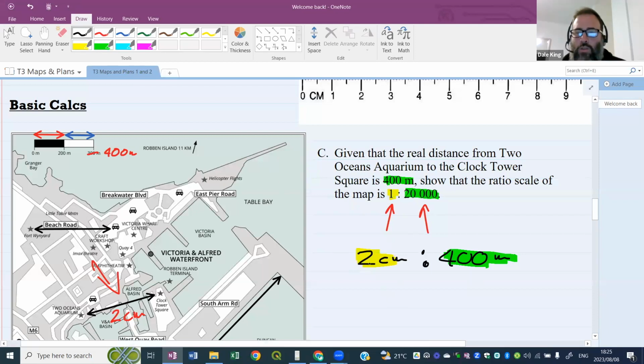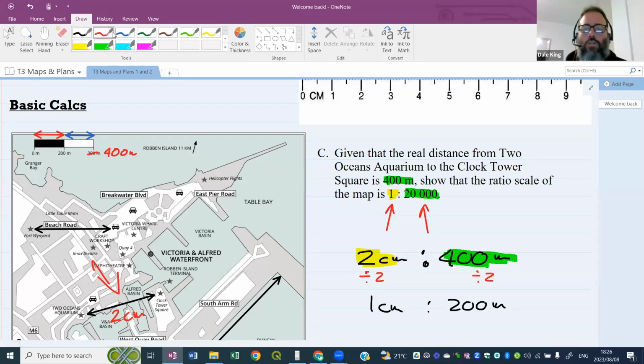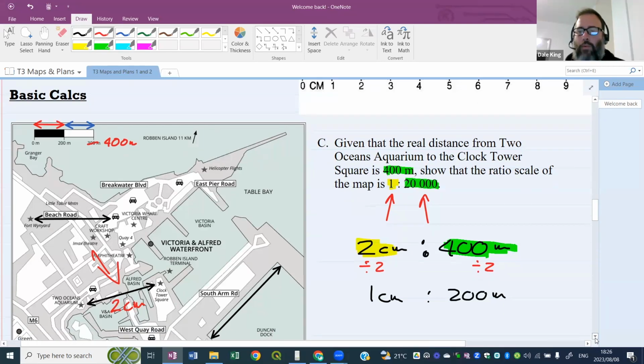So what I'm going to do is first change the 2 to a 1. All right. To change 2 to 1, I'm going to divide by 2. But what I do on the left side of this ratio, I must do on the right side of this ratio. So now I'm going to get 1 centimeter is to 200 meters. But this is not the correct way to write a ratio scale for a map.